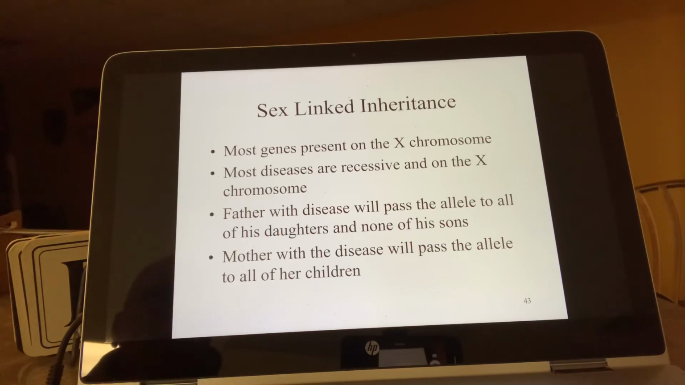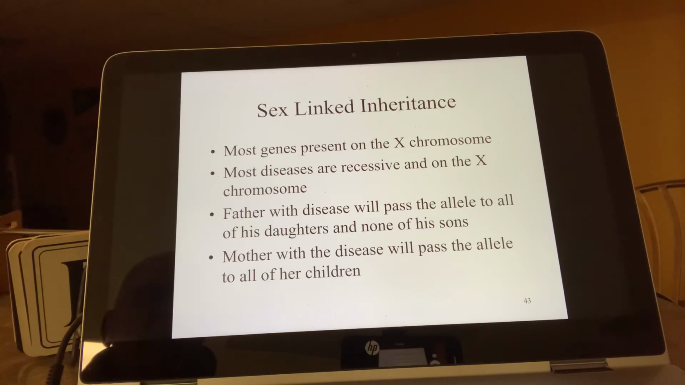There are inheritance patterns that are based on the X and Y chromosomes. These are called sex-linked inheritance. Because the Y chromosome is much, much smaller than the X, there are many genes that are present on the X chromosome that do not have a corresponding gene on the Y chromosome. Most diseases in sex-linked inheritance are diseases of the X chromosome. There are some on the Y, but they are rare because the Y chromosome is much smaller.